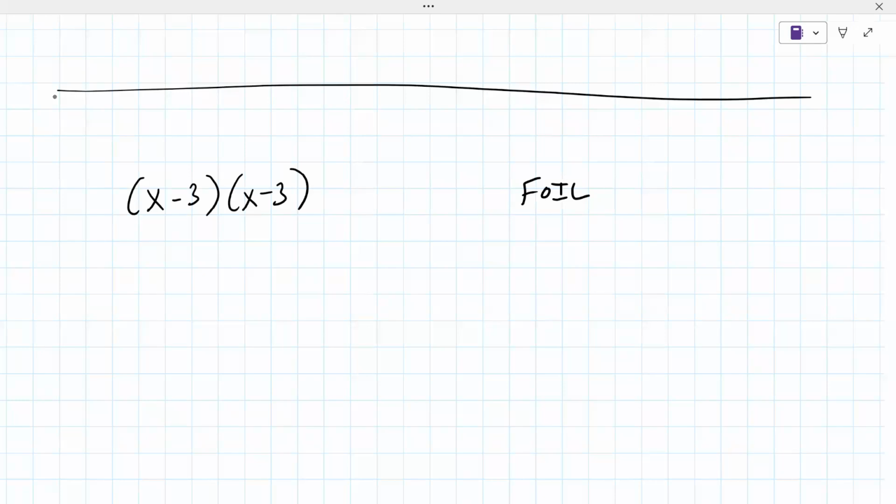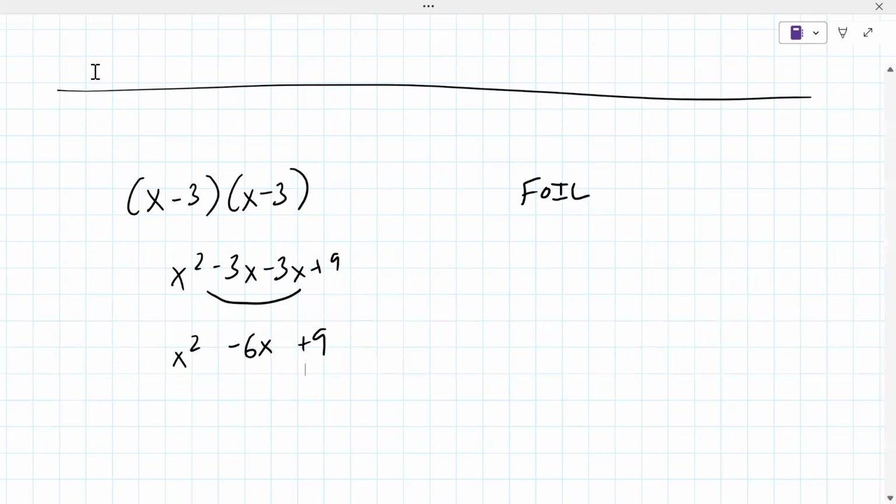x squared minus 3x plus 9. Good. And then what happens when you combine those two terms? What does that become? Is it just x? It's minus 6x. They're both negative so the sign stays the same, and then you add the numbers without the sign.